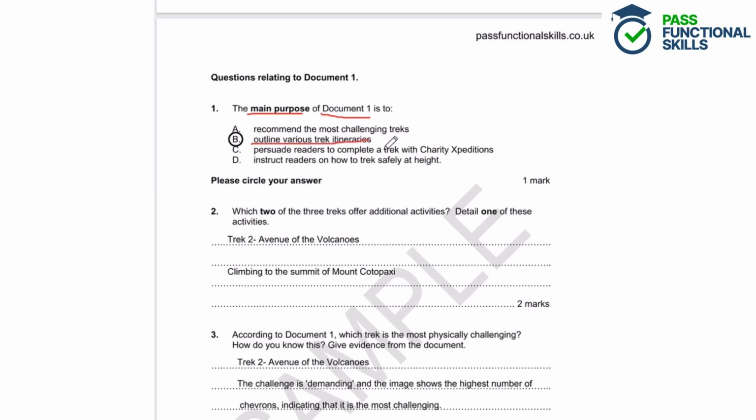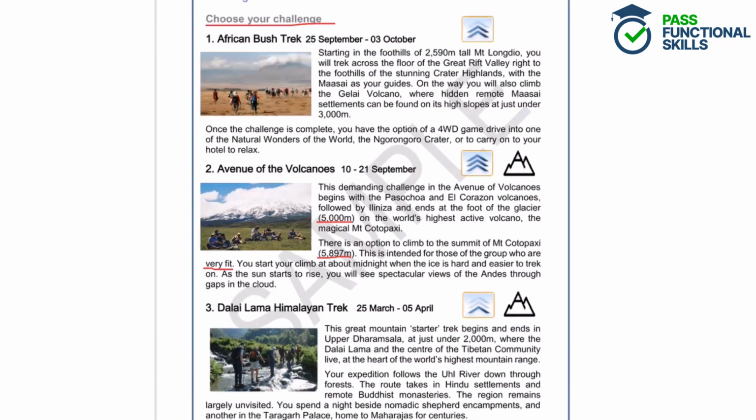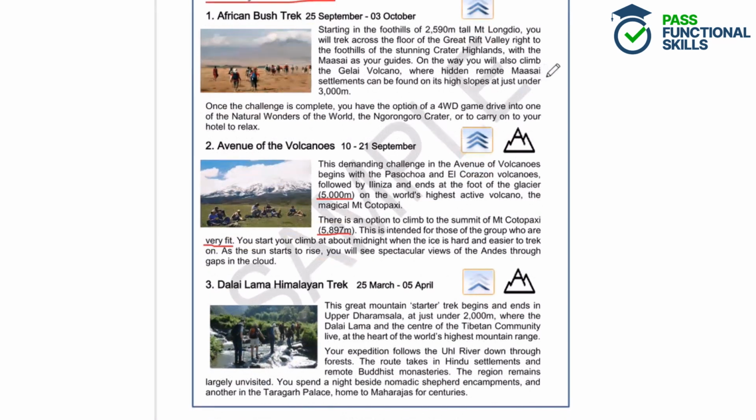How do we know this? Well, we know that each trek itinerary is being outlined. An itinerary, if you didn't know, you could have a look in your dictionary and see that the definition of an itinerary is sort of a log of activities in order.